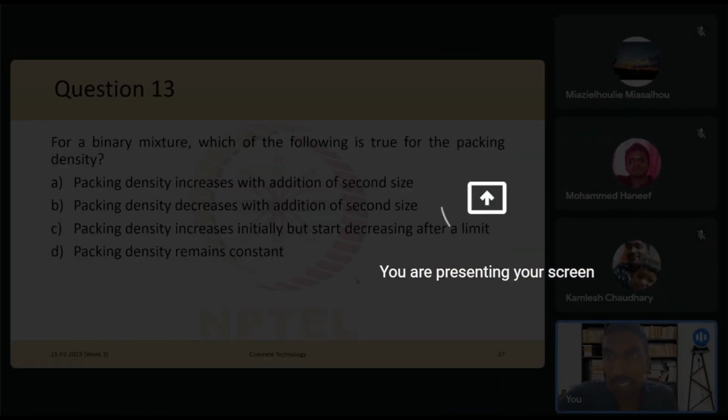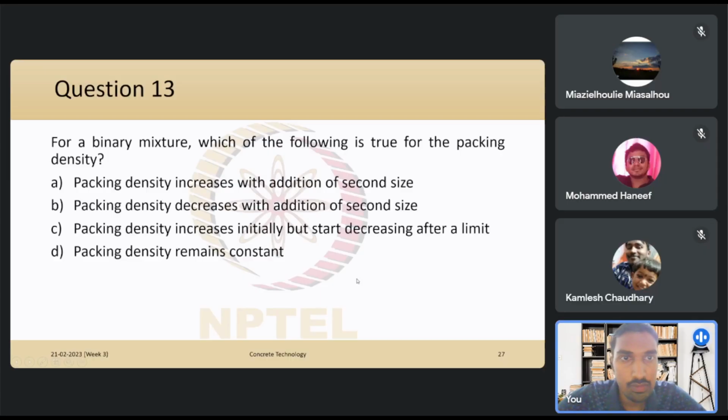So question 13, for a binary mixture, which of the following is true for the packing density? So we have four options. Packing density increases with addition of the second size, packing density decreases with addition of the second size, packing density increases initially but starts decreasing after a limit, packing density remains constant. Okay, so which of these is correct?